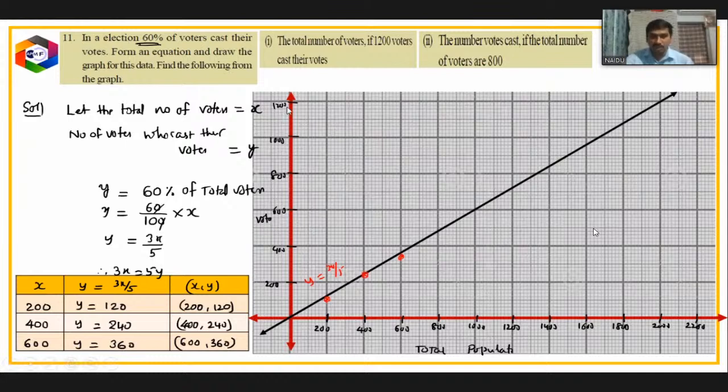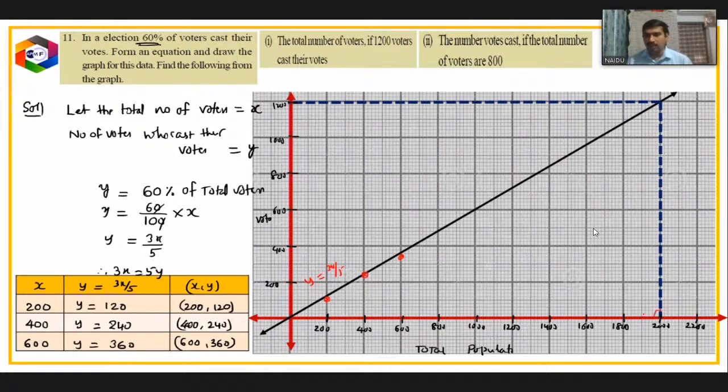So here observe this one, here I am going to draw the line. Observe, so this is the line, so it intersects here. Now drop the perpendicular here at this particular point. If you can observe clearly, it is intersecting at 2000.